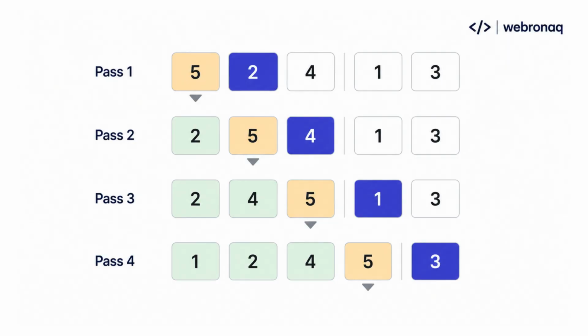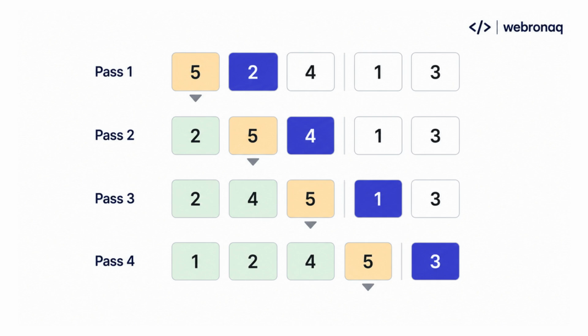Alright, let's trace through a real example. Our array is 5, 2, 4, 1, 3. Pass 1, we pick 2. It's smaller than 5, so we shift 5 one spot to the right and drop 2 into position. Sorted region is now 2, 5. Pass 2, we pick 4. It's smaller than 5, so 5 shifts right. But 4 is larger than 2, so we stop. 4 drops in. Sorted region is 2, 4, 5.